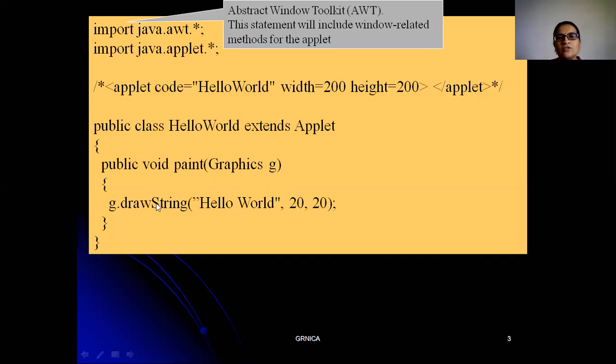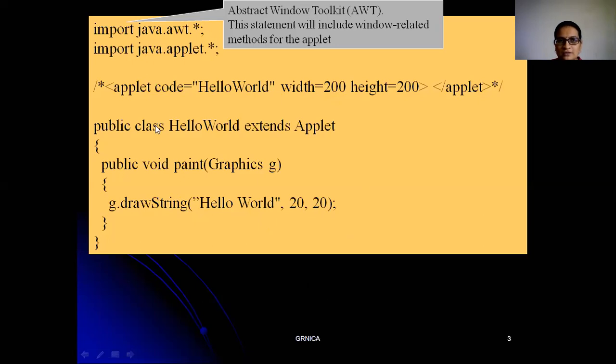Drawstring is going to draw a string, as it will just print a statement, hello world, within a window. What is this 20, 20 actually? So the window's height and width is 200, which we have given.